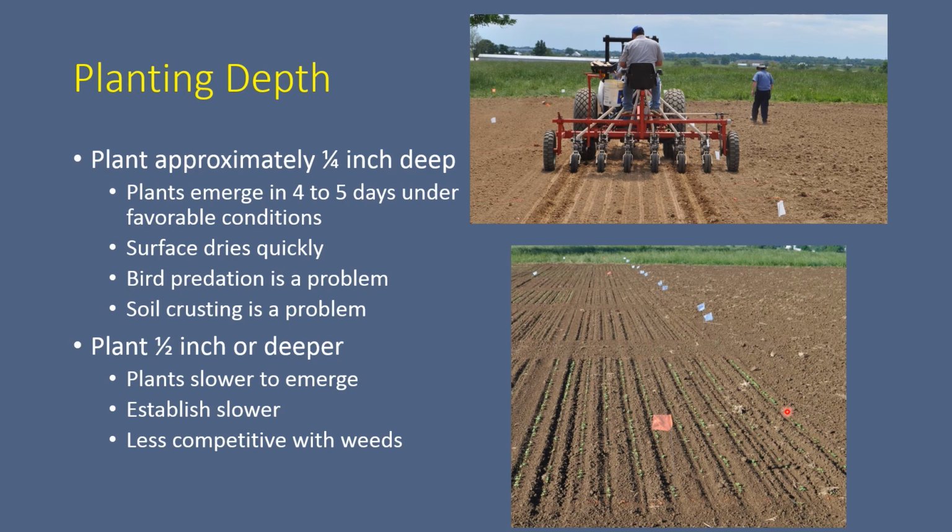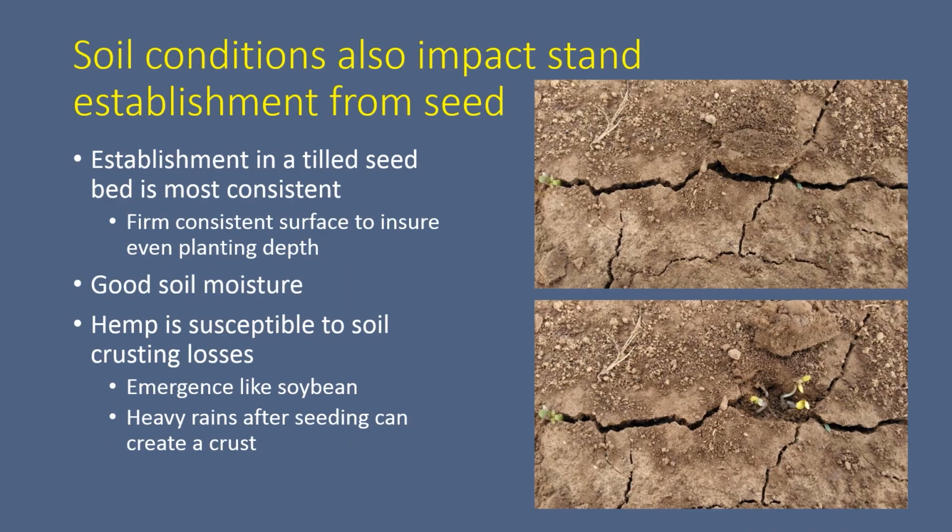If we try to plant deeper, going a 1/2 inch or deeper, the plants are going to be slower to emerge, and they're going to establish slower, may have somewhat of a reduced population as well. And unfortunately, that's also going to make them less competitive with the weeds. So there's a balancing act between getting the good soil conditions and getting those plants up quickly to compete with weeds. This is an area that we are continuing to work on in terms of determining optimum planting depth under different types of planting scenarios.